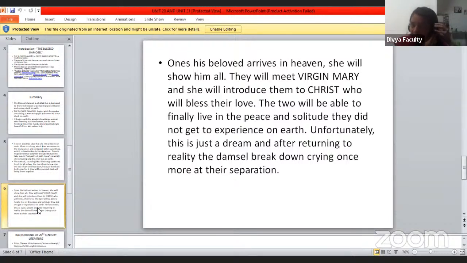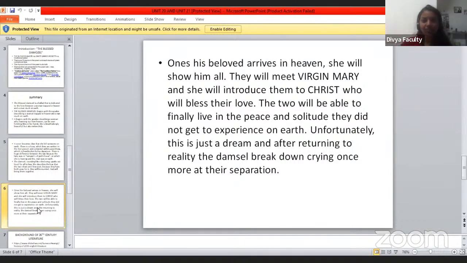So here, the blessed damsel is saying that once his beloved dies on earth and comes to heaven, then they will meet Virgin Mary, Christ's Mother, and she will take them to Christ. That means Virgin Mary is going to take the damsel and her beloved to Christ, who is going to bless their love. Damsel is the name of that woman who is in heaven, and she desperately wants her beloved, the male one who is on earth, to come to heaven so that they can be together again. This is the story.